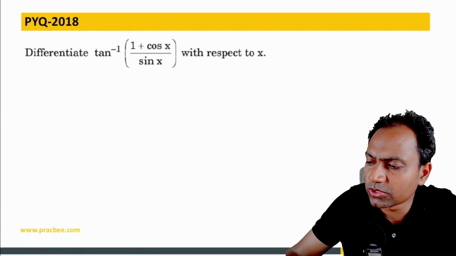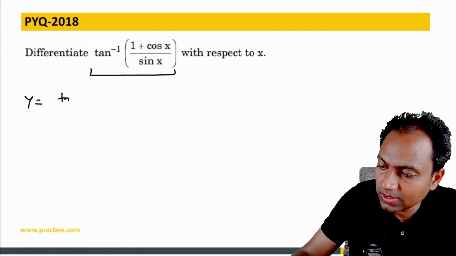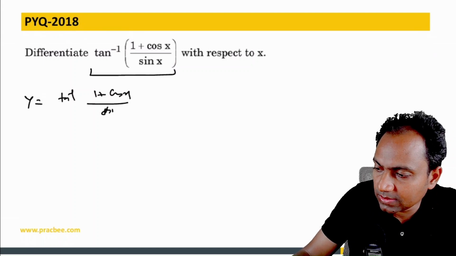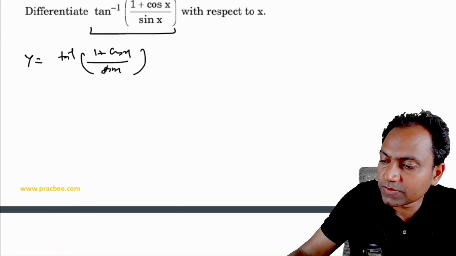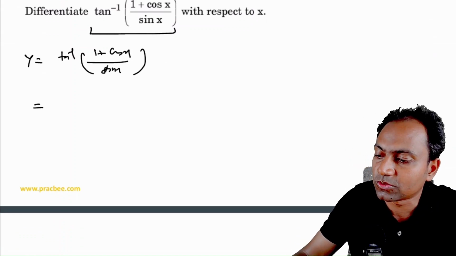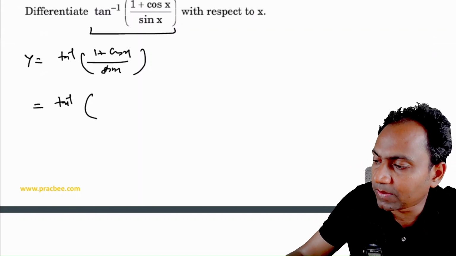This 28th question talks about differentiation of this function. So y is given as nothing but tan inverse of (1 plus cos x) by sin x. So what we can do is first we can simplify. Substitution we do not need to do because everything is in terms of trigonometric ratios only. So how will we simplify this? The numerator part first.